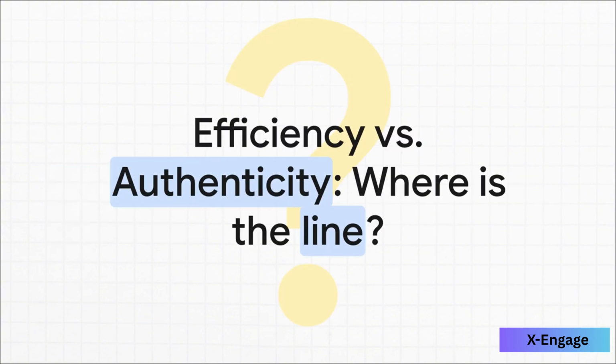And all of this leaves us with a final, pretty big thought to consider. As powerful tools like this become more and more common, the real question for all of us is going to be finding that perfect balance, right? How do we use AI for efficiency while making sure our communication stays truly, authentically human?